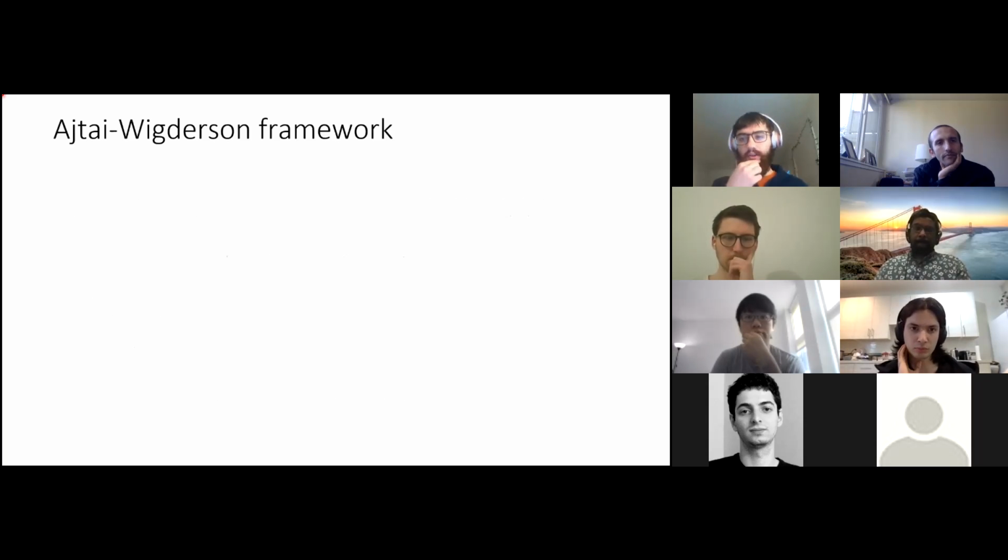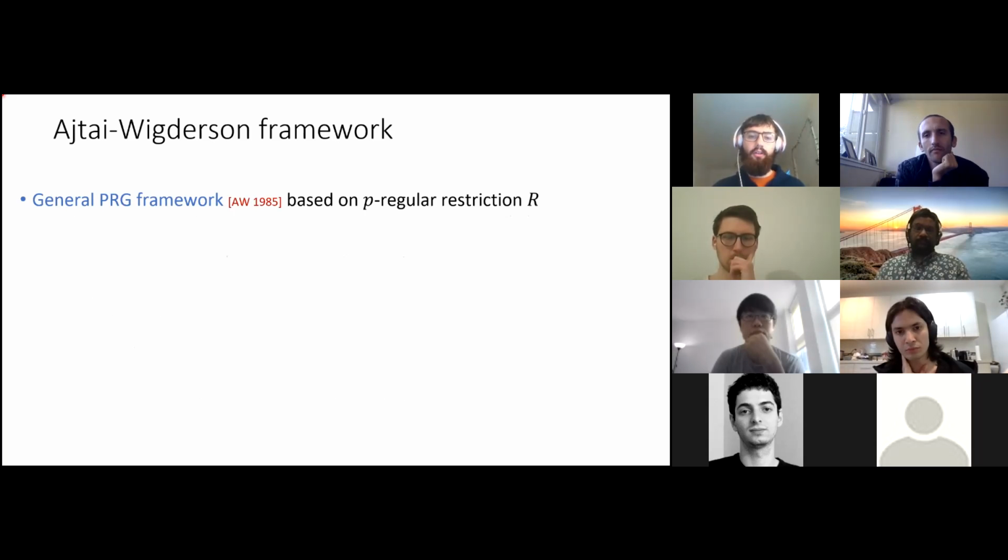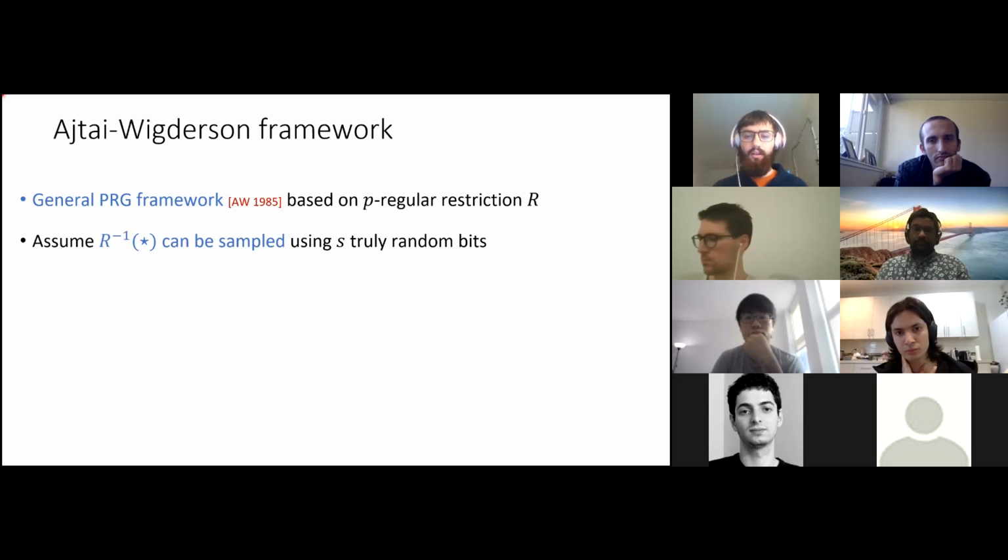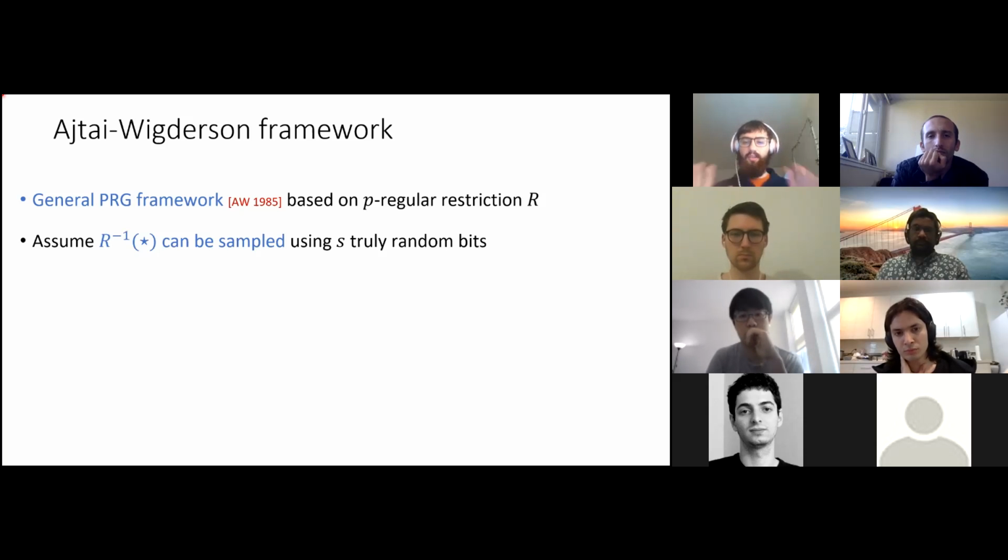Our pseudorandom generator is constructed using this general framework introduced by Ajtai and Wigderson. They came up with this general recipe for constructing a pseudorandom generator that's pretty flexible. It's had a lot of success. The first ingredient for their framework is a pseudorandom restriction where the star set can be sampled efficiently using a short seed.